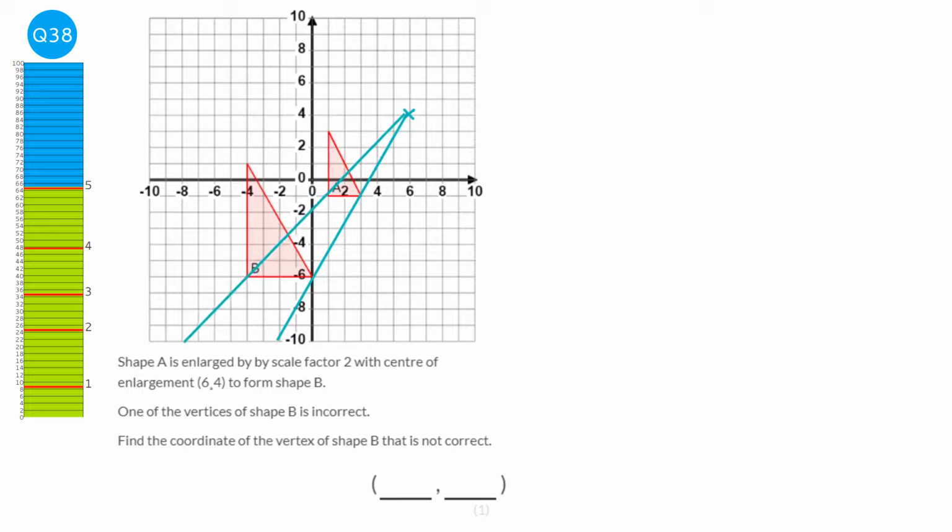Yeah, it does on this one. But it does not on this one. So it says find the coordinate of the vertex of shape B that is not correct. So the coordinate is this one here, and so that would be minus 4, 1.